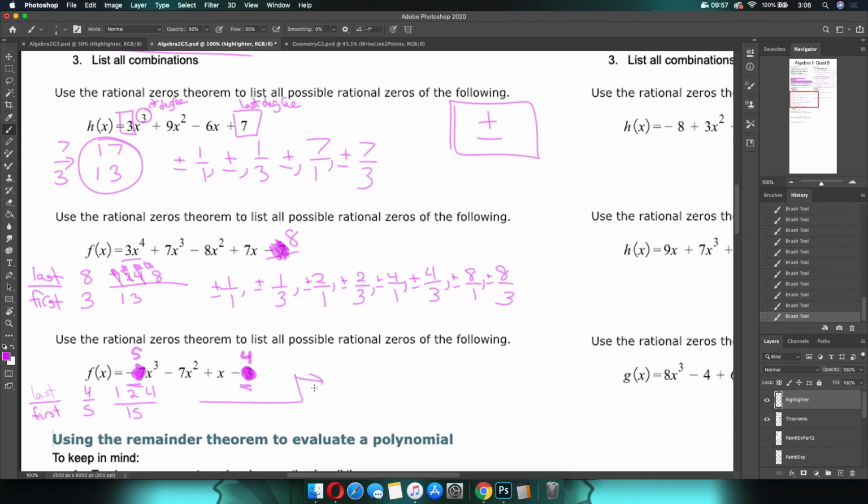And we want to list all possible combinations, so start there. 1 over 1, 1 over 5. Okay, next, 2 over 1, 2 over 5.